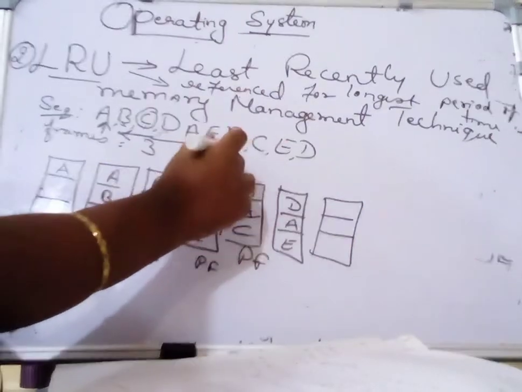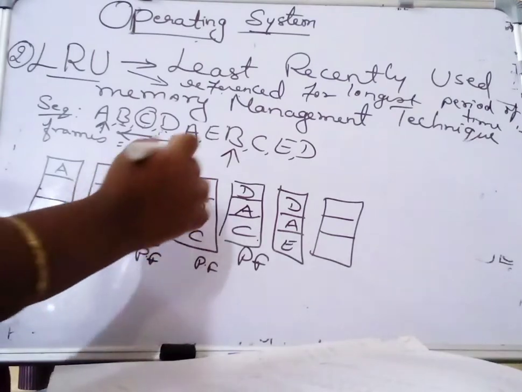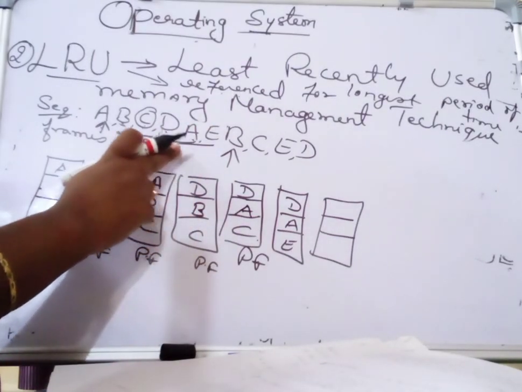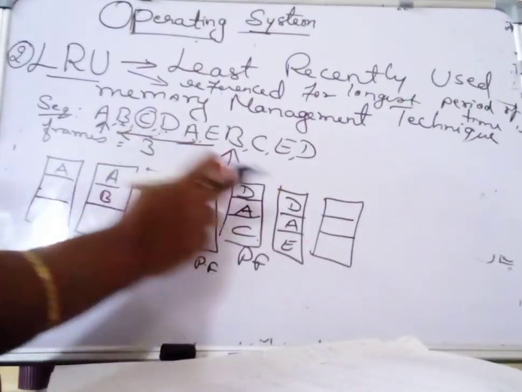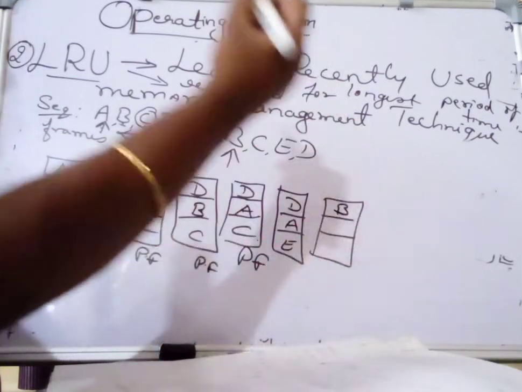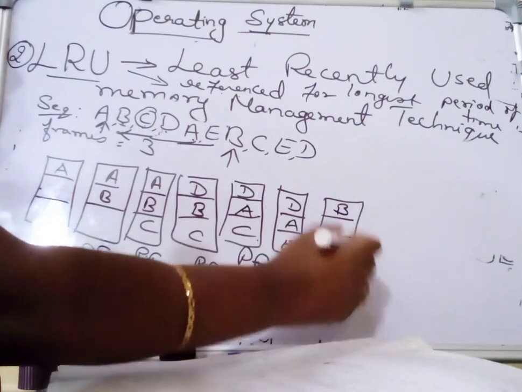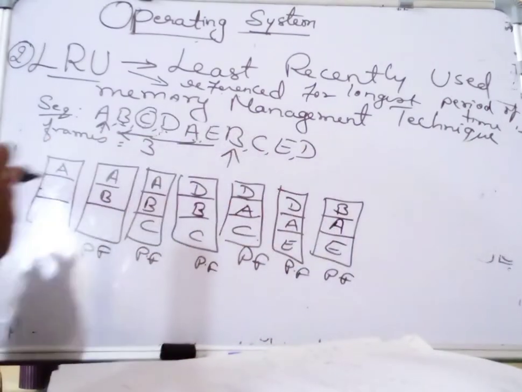Okay, next here is B. To bring B, again see the left hand side. E is just now referenced, A is referenced, time taken to refer D was more. So bring B in place of D. So this is also a page fault and this is also a page fault, AE.